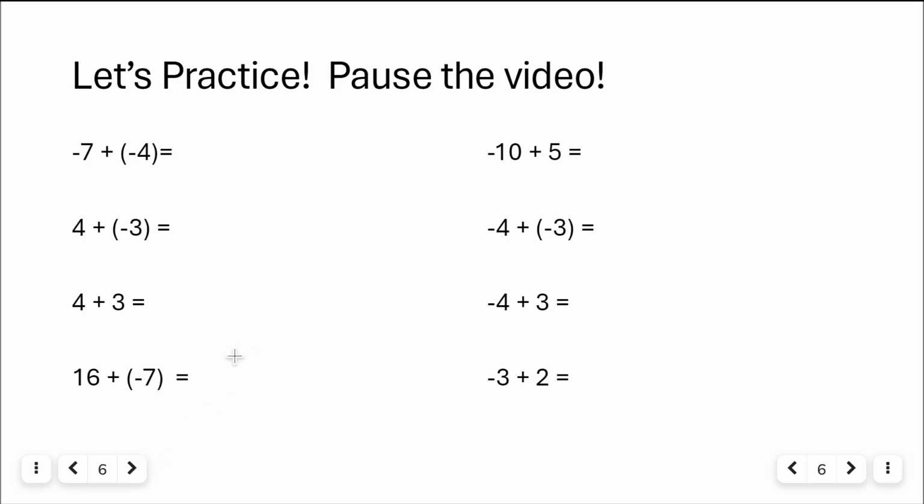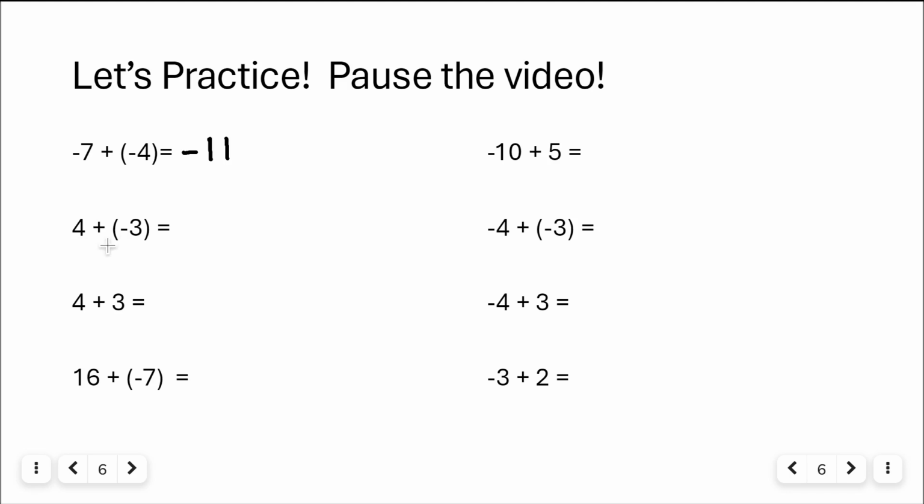All right, so let's practice. So the idea here is that you're going to pause the video, try these 8 problems, and then you're going to skip ahead and make sure that you got all 8 correct. Okay? So -7 plus -4. And if you got one wrong, you can go back and check and see what happened. -7 plus -4. The signs are the same, so I add the numbers and keep the sign.